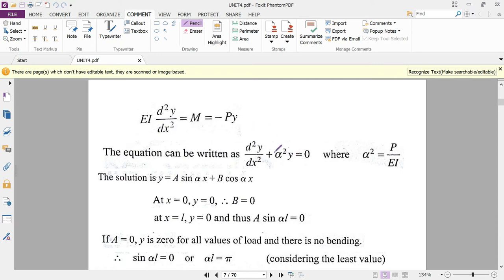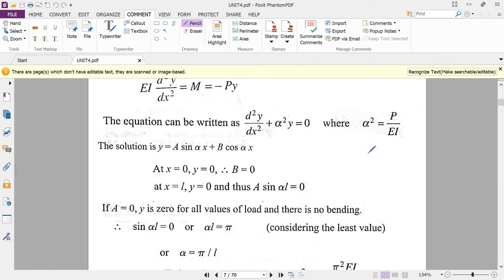is equal to 0, where alpha is taken as a constant, and alpha square can be taken as P by EI. Now the solution of this equation, which is a standard differential equation, can be defined in terms of y is equal to A sine alpha x plus B cos alpha x. This is the simplified solution of this particular differential equation.